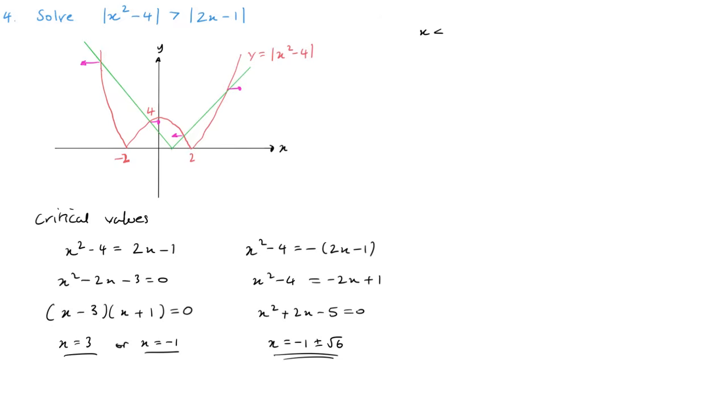So x is less than minus 1 minus root 6, or x is going to be between minus 1 and minus 1 plus root 6, and then x is going to be greater than 3 for the final one. So there I have my 3 regions.